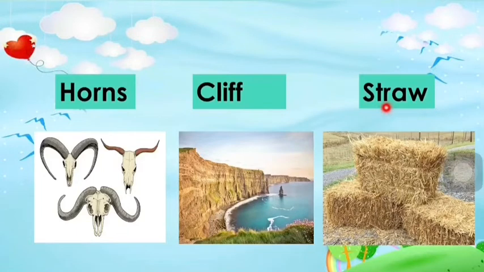Straw. What is a straw? A dried stalk of grains. Now see, children, these are all straws. You can see these are all dried stalks of grains. These are all piled together.